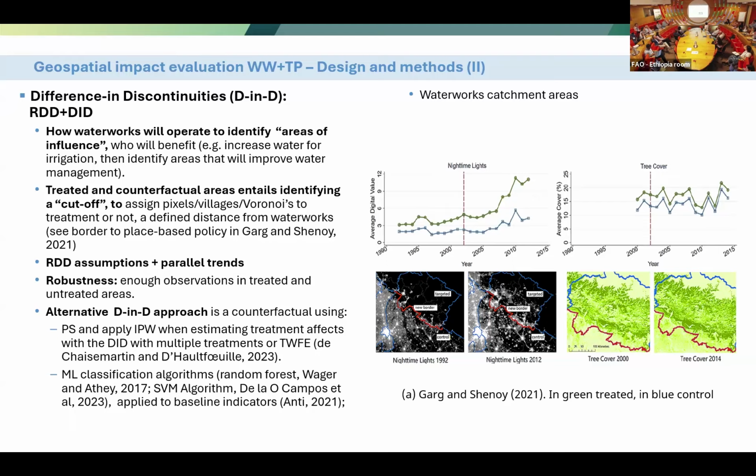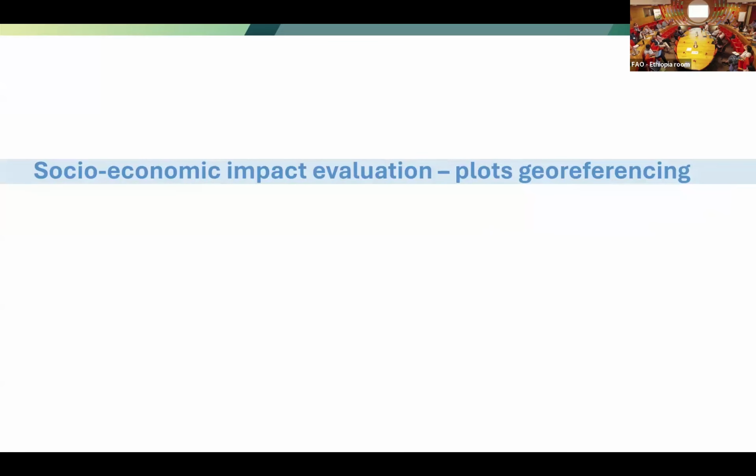Another alternative that we have, as I mentioned before, is using machine learning algorithms to identify the counterfactual areas. And we have, for example, also the support vector machine algorithm that was used by Ana Paula in another paper. And now I'm going to move on to the plots georeferencing.